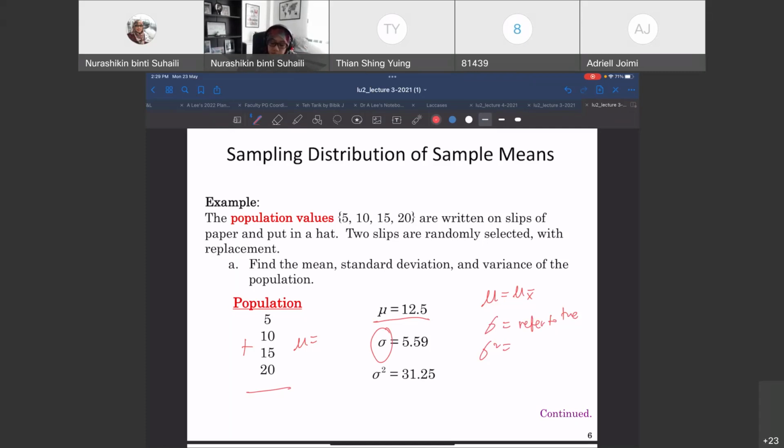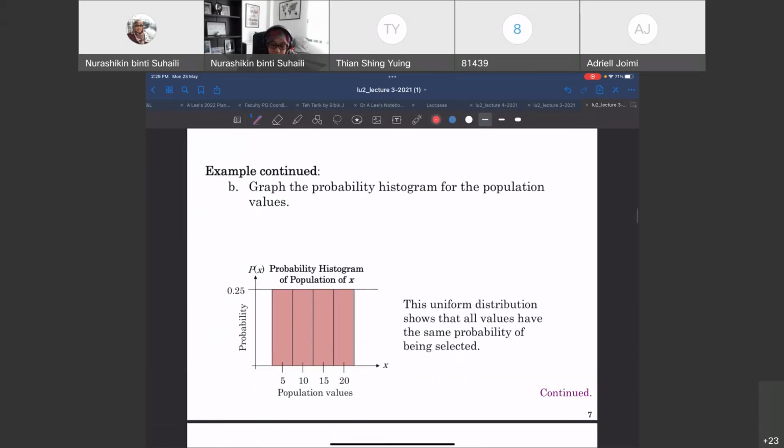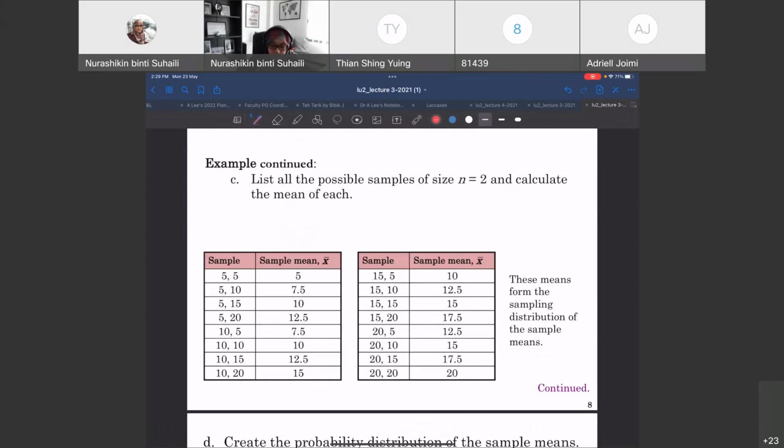This one is quite straightforward, but what I want to focus on here is graphing the probability distribution for the population. These are the sub questions. List all the possible samples of size n equal to 2 and calculate the mean of each. Now you have your data, which is 5, 10, 15, and 20.